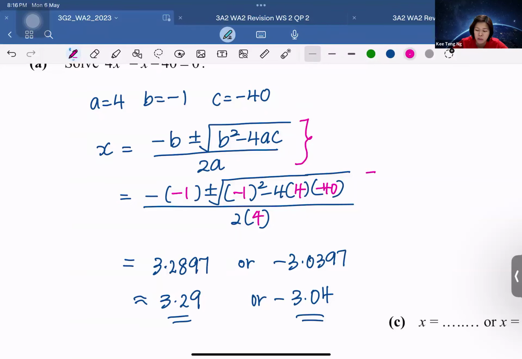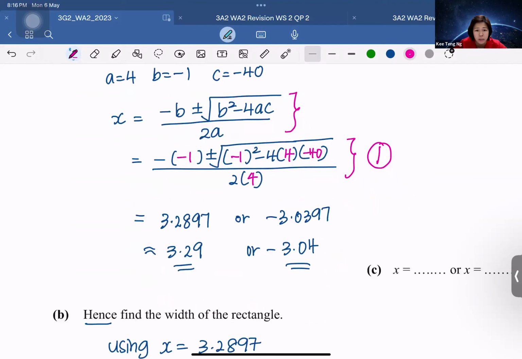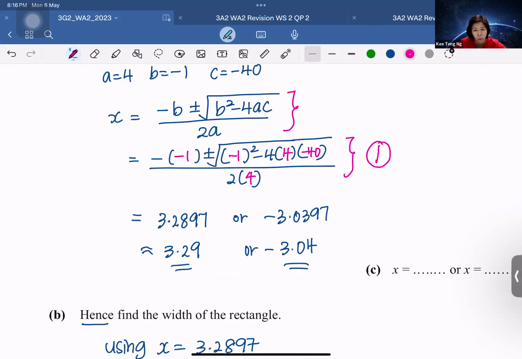But you must remember to sub in values. This is the place that will give you the 1 mark. Please write your brackets accordingly. Then you use your calculator, mode 522 or 533 or whatever, get your answers.